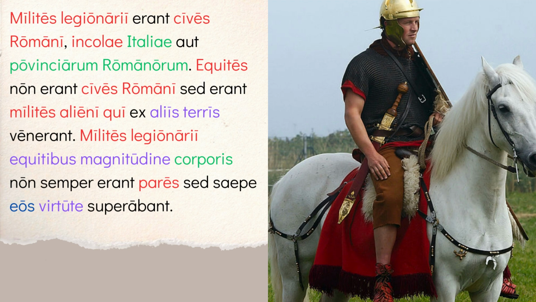Okay, then you have: Equites non erant cives Romani, sed erant milites alieni, qui ex aliis terris venerant. So the cavalry, right, are different. So those are the legionary soldiers. They're the ones who are Roman citizens, right? But it's saying the cavalry, the equites, they were not Roman citizens, so non erant cives Romani, but they were foreign soldiers, milites alieni. Okay.